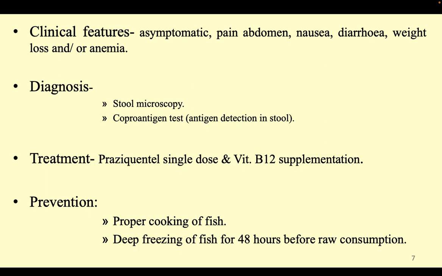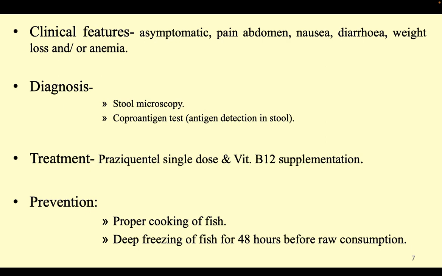For diagnosis, we can do stool microscopy, in which we will be able to see eggs of Diphyllobothrium latum, which will be bile stained, so they will be brown in color. They will be 65 into 45 micron in size, so they will be oval in shape, and they will be having an operculum. Second is coproantigen test. Antigen is present in the stool, so we can detect this antigen to establish diagnosis.